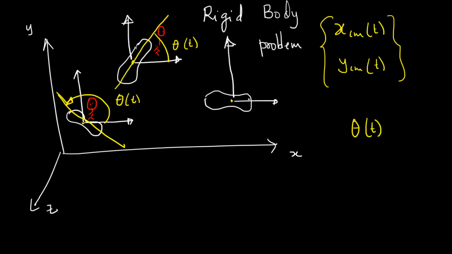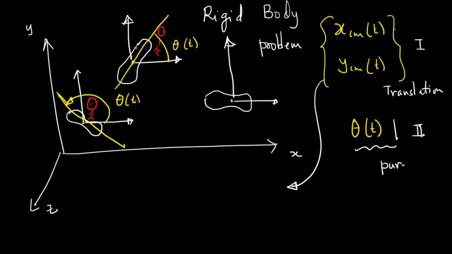Now before I give you the details of the problem and how the solution comes about, let me tell you the answer up front. This is part 1 and this is part 2. Part 1 is called translation, and part 2 here is called pure rotation. Now part 1 is something that you already know. This is the main thing.